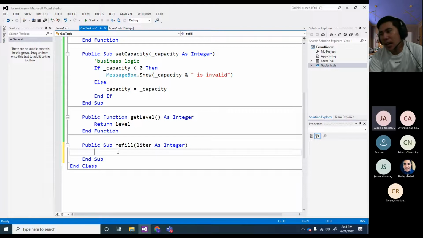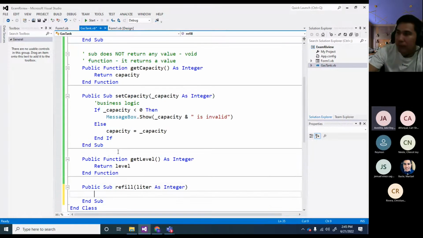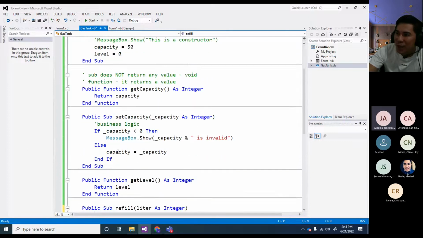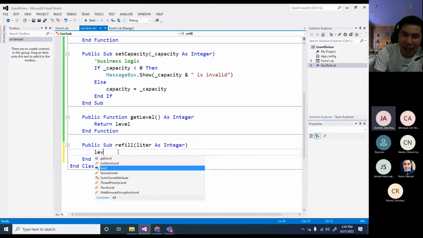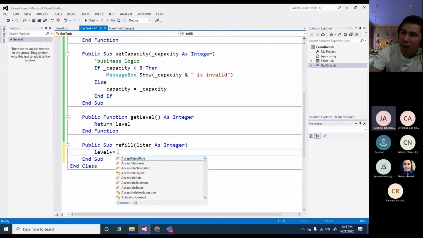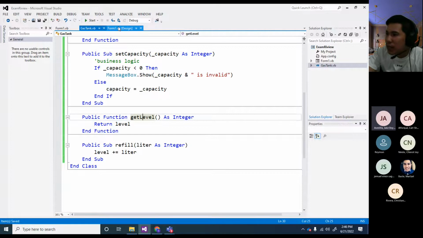So if we refill liters into our gas tank, what happens? It should be... what can we fill? Yes, the tank. Our level will increase. Okay? So level plus equals liter. So the level will increase, level plus equals liter.